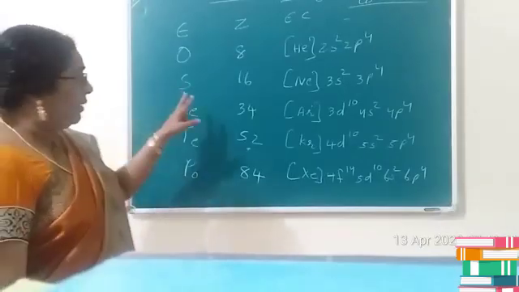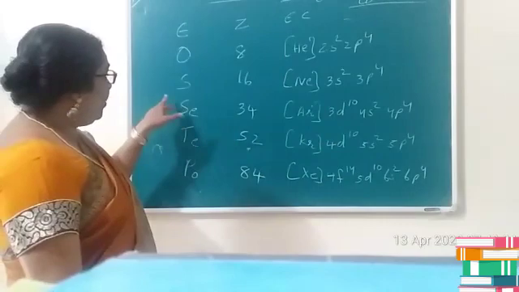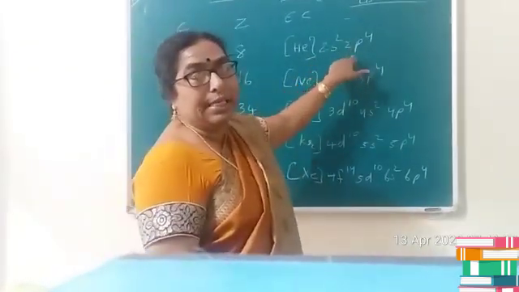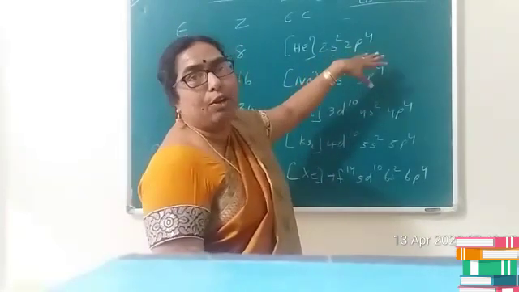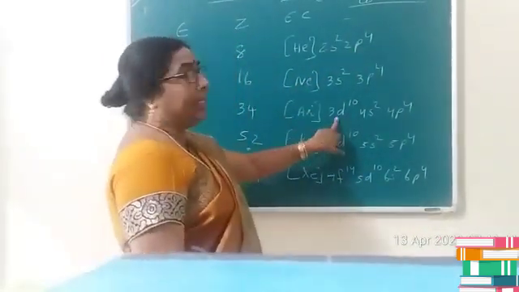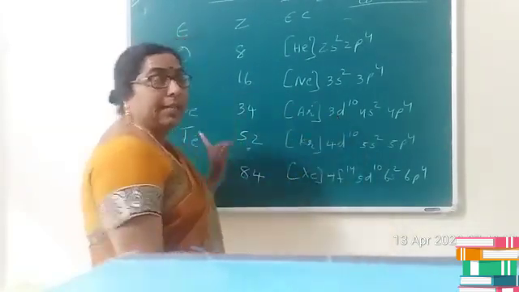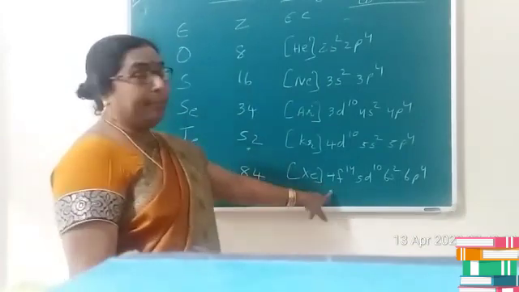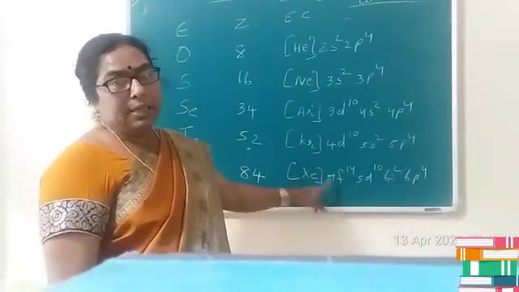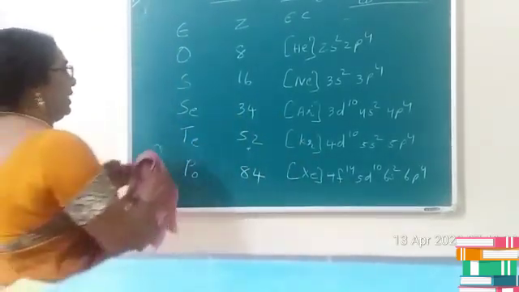Is it clear? We have written the electronic configuration in terms of inert gases, and you can see that in the first element there is no d orbital since it is completing in the second shell where d orbital is not present. And in the third element selenium you can see the presence of a completely filled d orbital, and in the last element polonium you can see the presence of a completely filled f orbital. Is it clear, children? Now let us study about the general properties of group 16 elements.